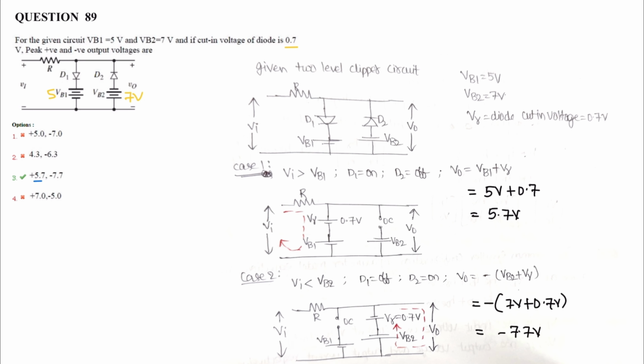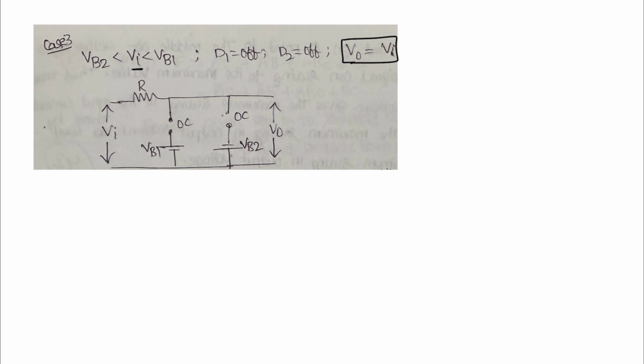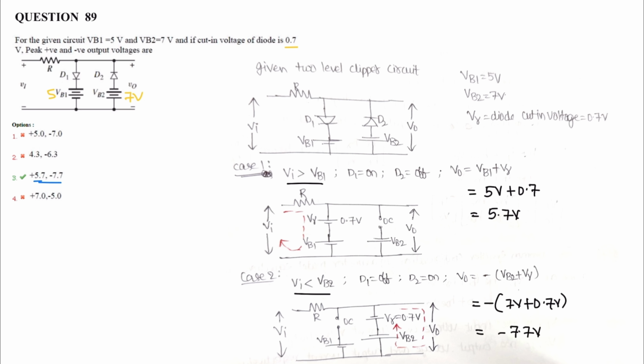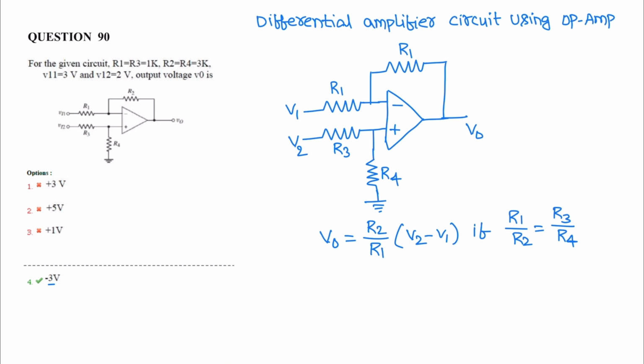Next, case 3. If input voltage lies in between VB2 and VB1, then diode D1 is off, D2 is off, output voltage is same as input voltage. For case 1, input voltage greater than VB1. Case 2, input voltage less than VB2. So the output voltages are 5.7 and minus 7.7 respectively. If the input voltage lies in between VB2 and VB1, then the output voltage is same as input voltage. Correct option is 3. Next, question number 90.